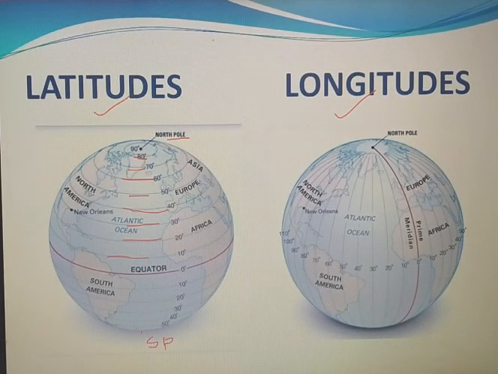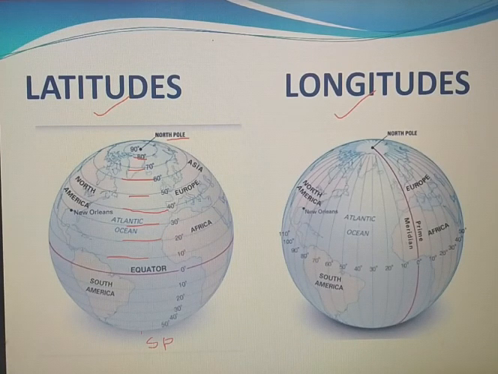Now let's come to the longitude. Regarding the longitude, this is the prime meridian. Sometimes it is also called a Greenwich meridian, where the degree of the longitude is going to start. It is a 0 degree here. Look at here, it is a 0 degree.